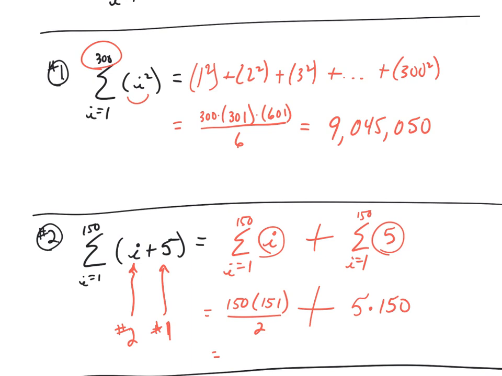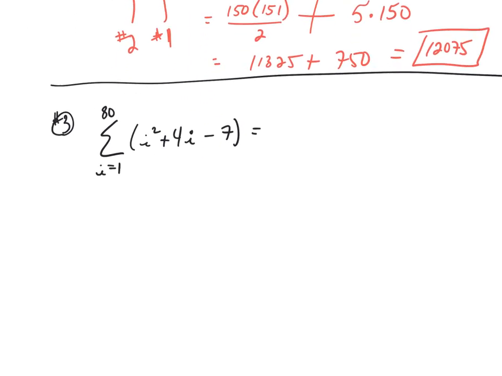150 times 151 divided by 2 is 11,325. 5 times 150 is 750. And I've got to go off to the side to write my answer then. So when I add those two together, I should get 12,075. All right, and I've got one last example and then we'll call it a day.